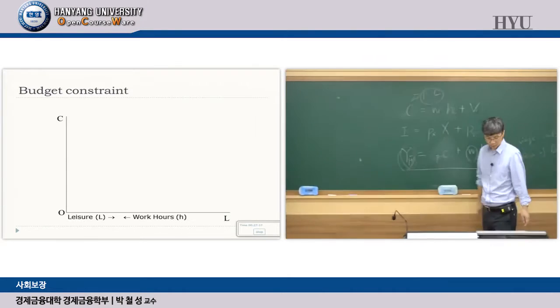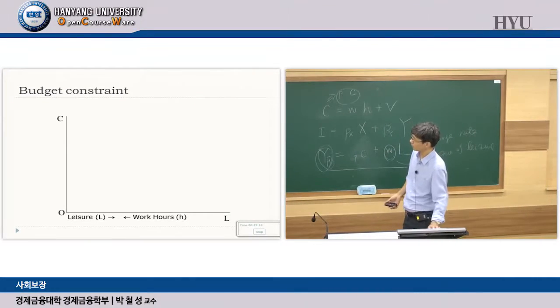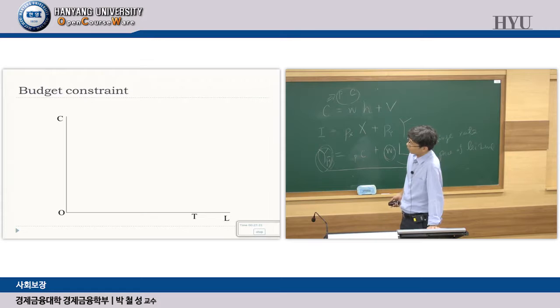So let's write it this way. Now, since we assume that total hour is given by T, leisure cannot be more than T. If this person doesn't work at all, this person's leisure will be T. So T is the maximum of leisure hour. Okay?